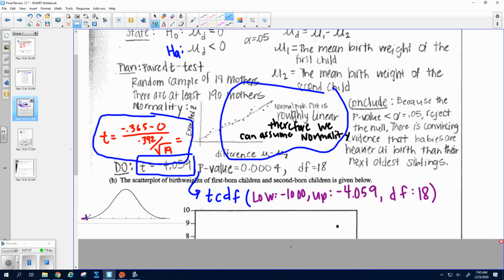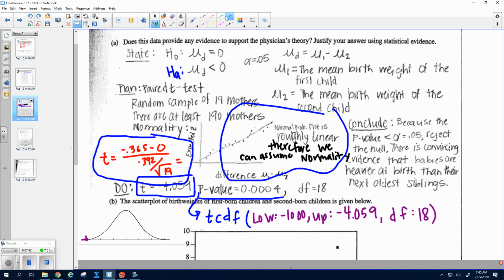Okay, our p-value comes from tcdf, from negative 1,000 to negative 4.059. Degrees of freedom is 18, since our n was 19. Okay, that gives me a p-value of 0.0004. All right, so then we need to conclude: because the p-value is less than 0.05, we reject the null, which means there is convincing evidence that babies are heavier at birth than their next oldest siblings. All right, so that second child is heavier than the first child.